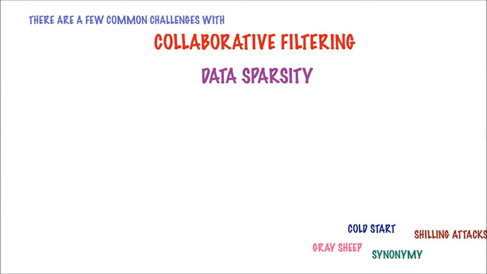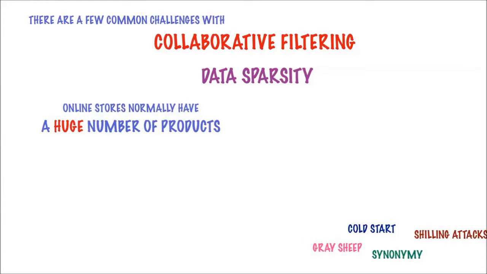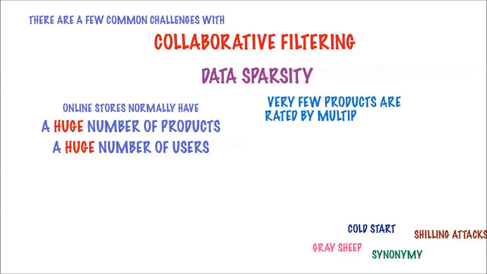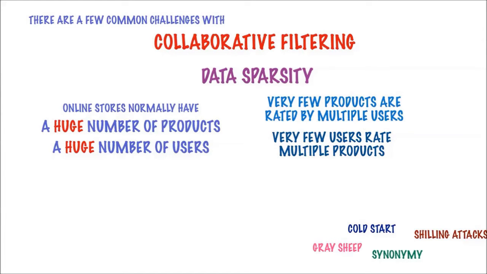So there is an inherent problem with recommendations for online stores. Online stores normally have a huge number of products, and they also have a huge number of users. Very few products are actually rated by multiple users. Very few users actually rate multiple products. So when you try to build a user item rating matrix and then try to do things like finding similarity between users or matrix factorization, you end up with a matrix which is very, very sparse. Overall, the data is very sparse.